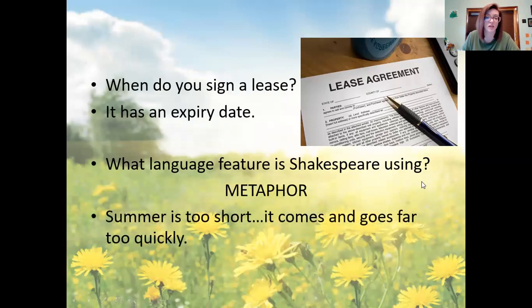So metaphor, he's using imagery. Summer is too short. It comes and goes far too quickly. Okay, I know I'm flying through this. This is why I'm going to give you guys the PowerPoint in week 9.